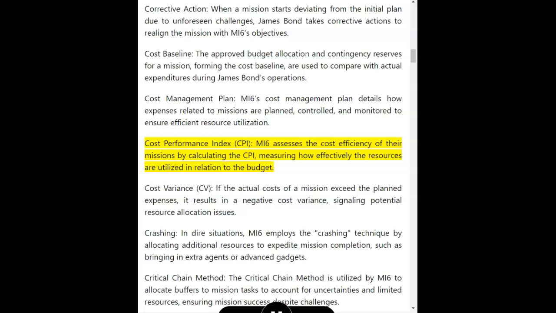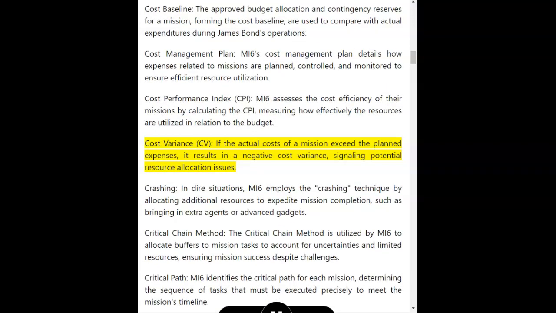Cost Performance Index, CPI. MI6 assesses the cost efficiency of their missions by calculating the CPI, measuring how effectively the resources are utilized in relation to the budget. Cost Variance, CV. If the actual costs of a mission exceed the planned expenses, it results in a negative cost variance, signaling potential resource allocation issues.